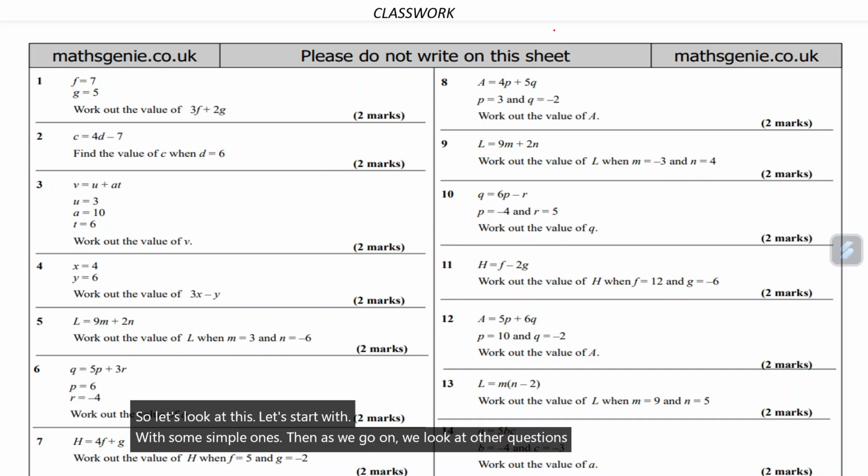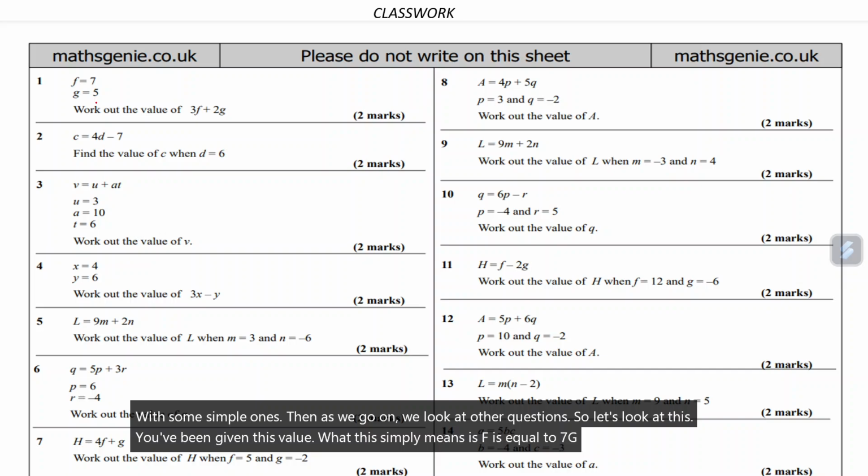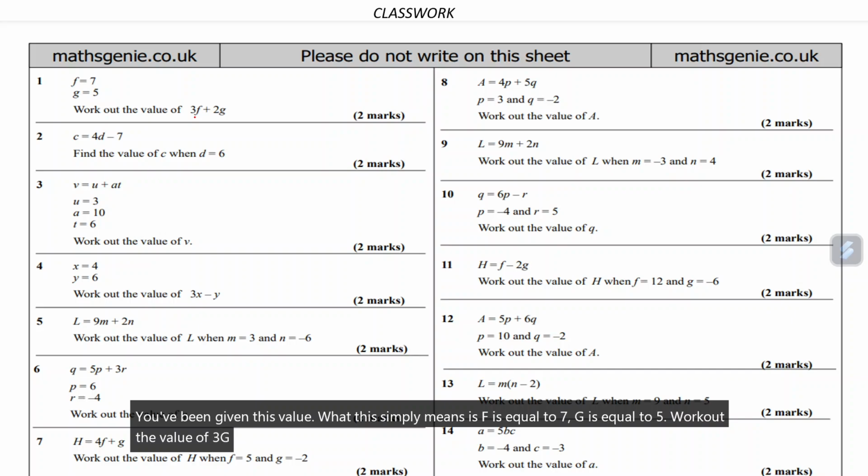So let's look at this. You've been given this value. What this simply means is f is equal to 7, g is equal to 5. Work out the value of 3g plus 3f plus 2g. What they are trying to tell us is for all these alphabets, replace them with the values given here.